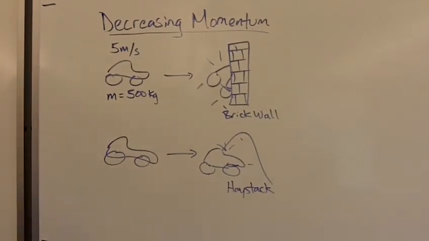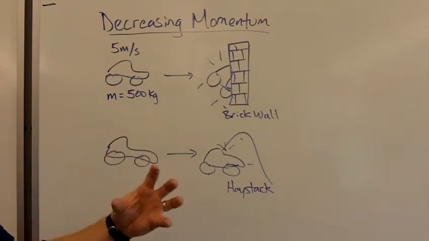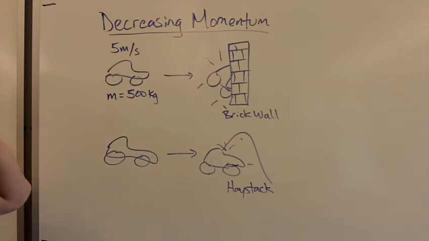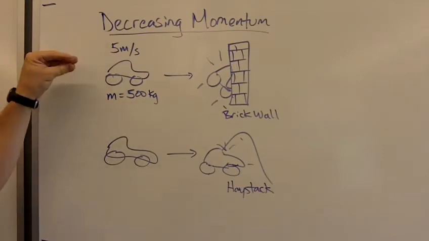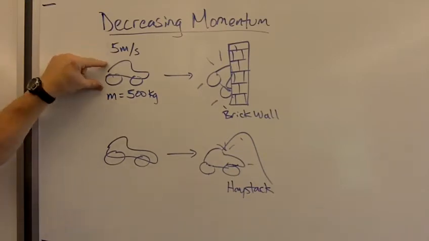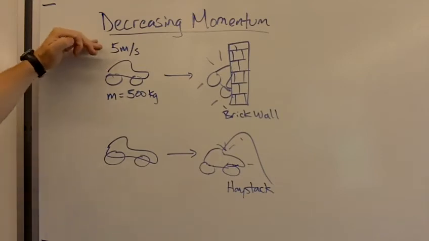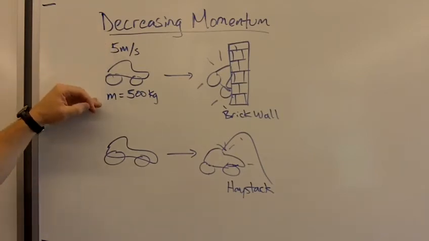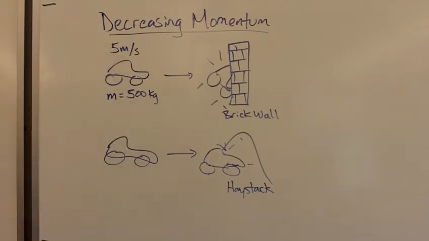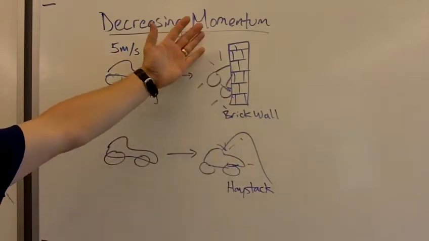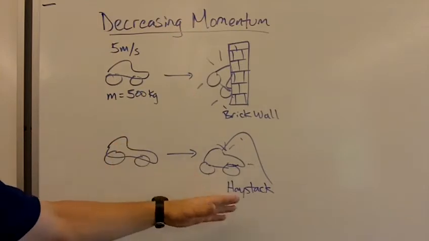Okay, we also did problems where we were talking about decreasing the momentum, unlike the golf ball, which was at rest when we hit it with a force. This is the opposite, where we have an object in motion already, like a car that has a certain velocity and a certain mass, so it's got a certain momentum, and we crash into two objects. In this case, the extreme examples would be a brick wall or a haystack.